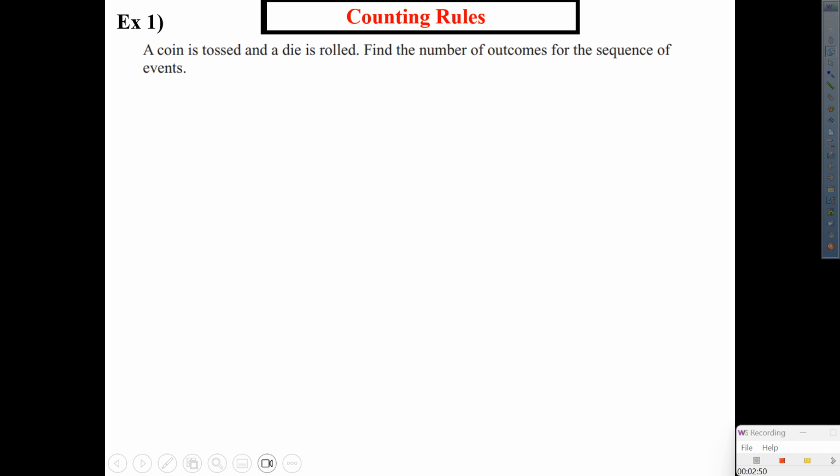So think about it. A coin is tossed. A die is rolled. How many total outcomes would we get? Talk it over with your neighbor. If we flip a coin and then roll a die, how many total outcomes do we get? We've done this one before, by the way. I just want to see if you remember.